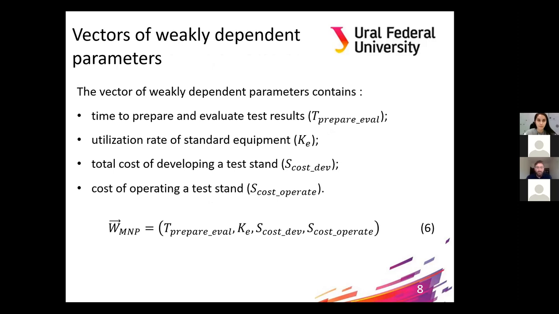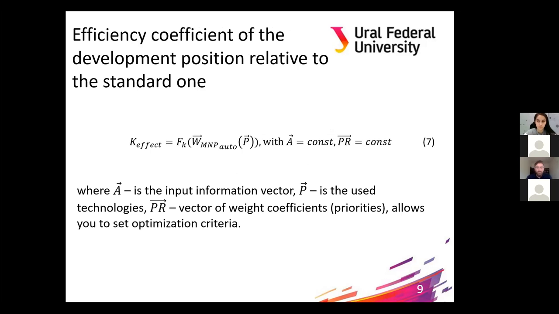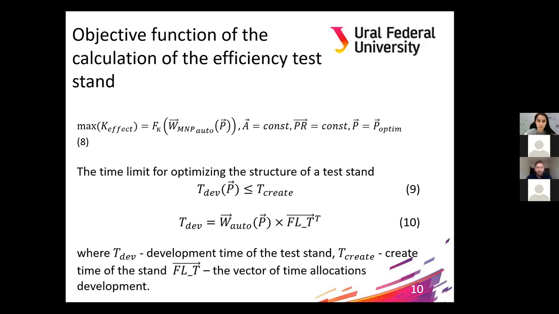The efficiency coefficient of the development position relative to the standard one is determined by formula 7. The objective function for calculating the efficiency of the test stand is determined by formula 8, and the time limit for optimization of the structure of a test stand. Here, the limit is the development time and the time to create the stand.